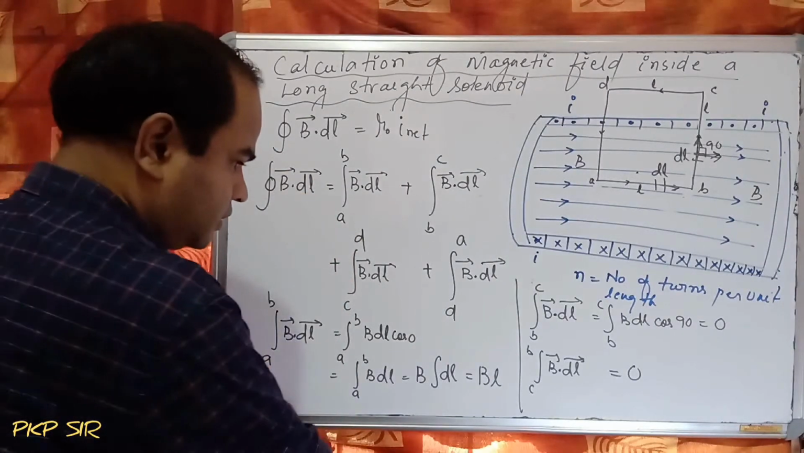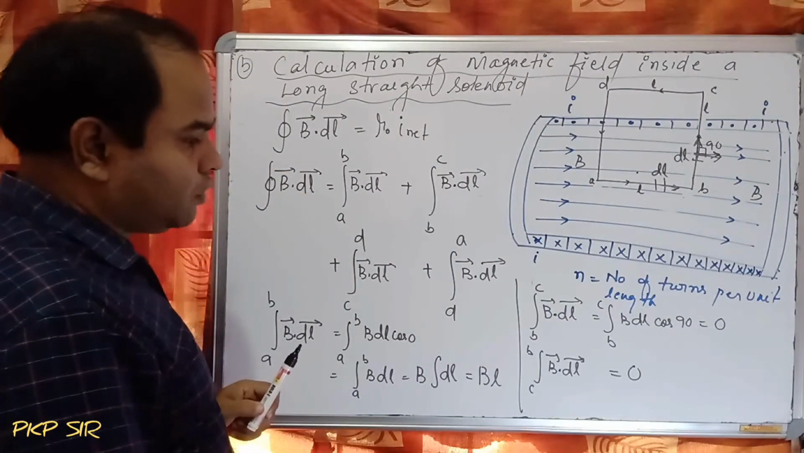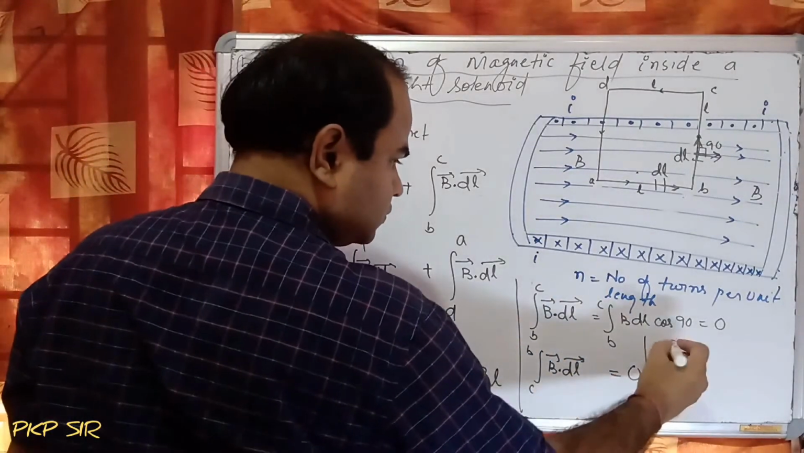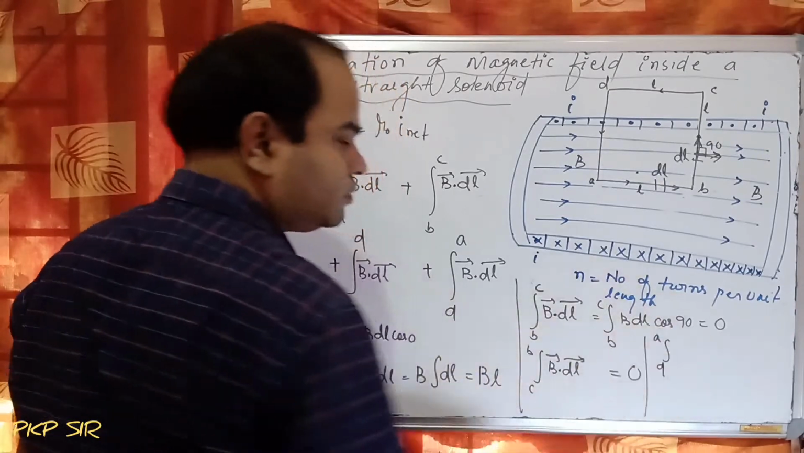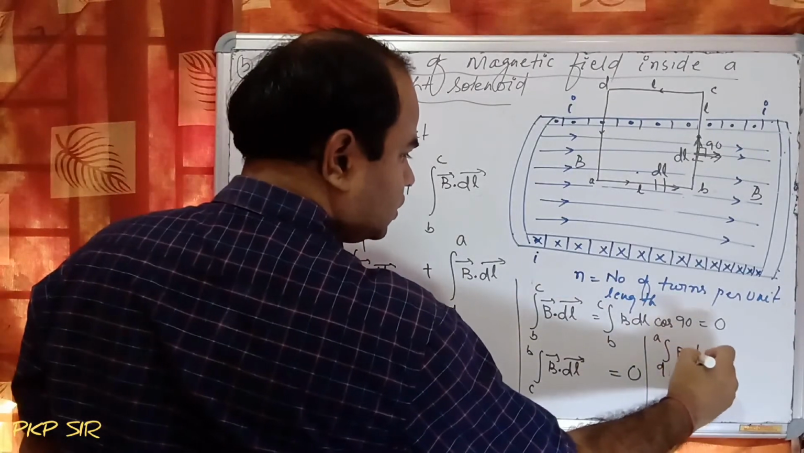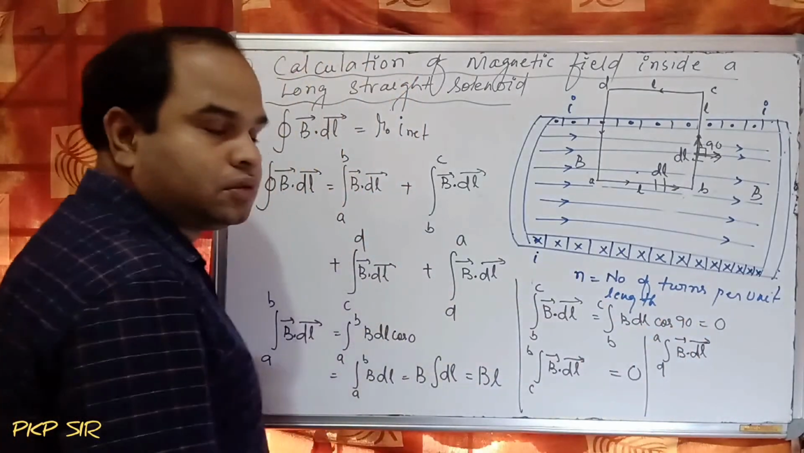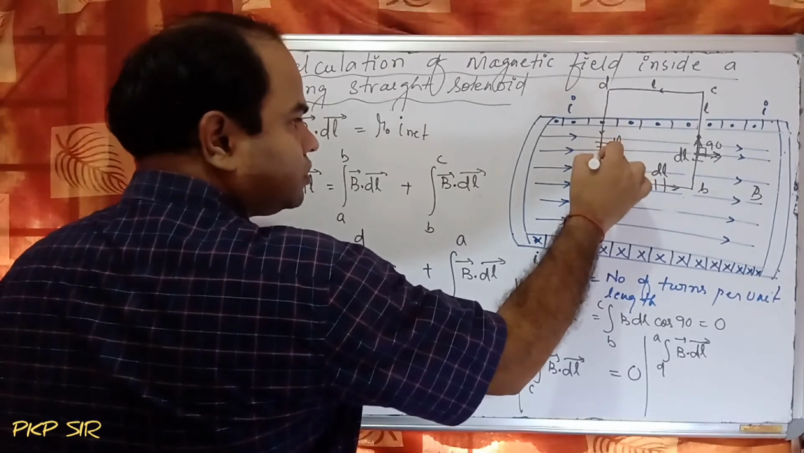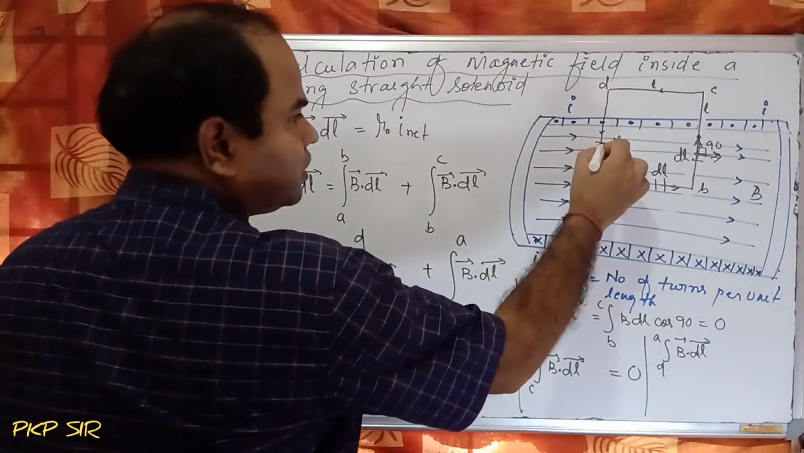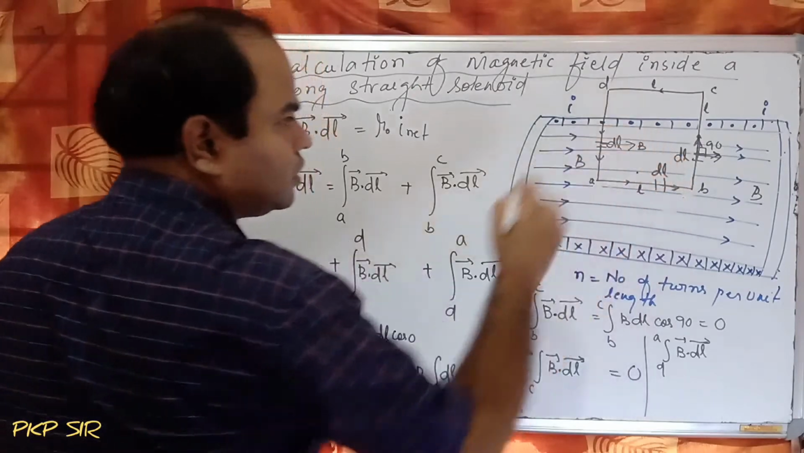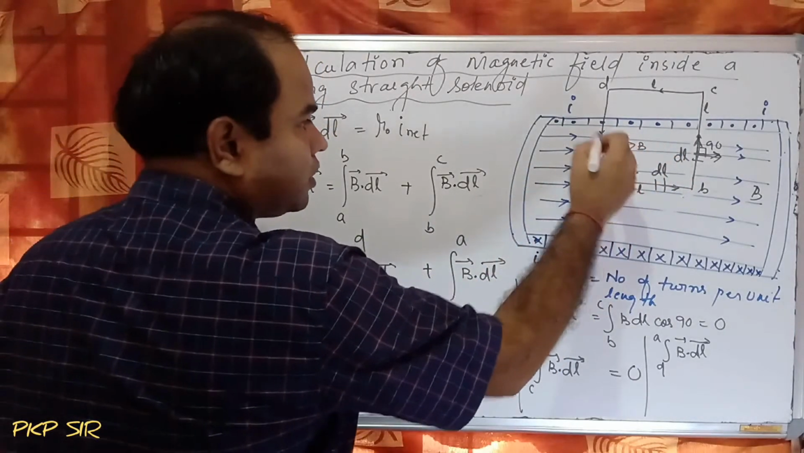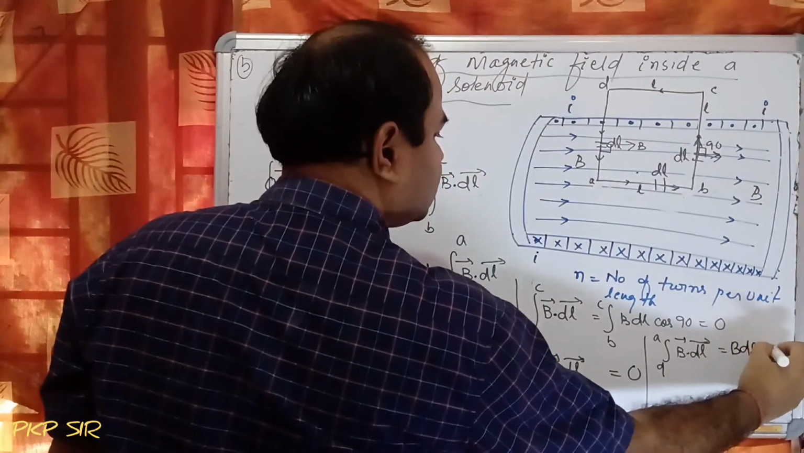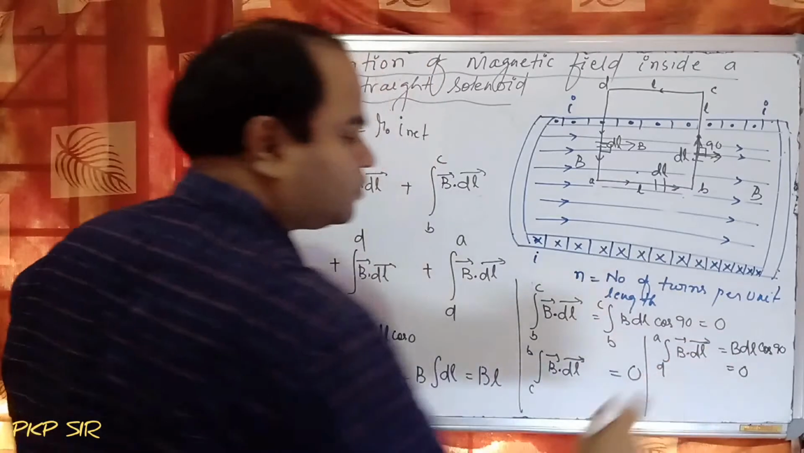After that, D to A, that is the integral of B dot dl. It has a small length dl, dl direction is in this direction, the magnetic field direction is in this direction, so the angle between them is 90, so that is B dl cos 90, so 0.